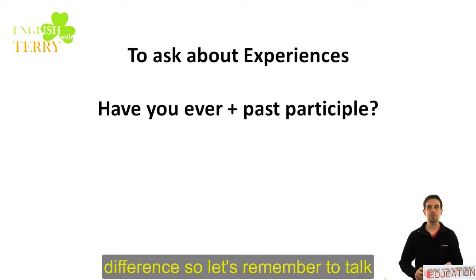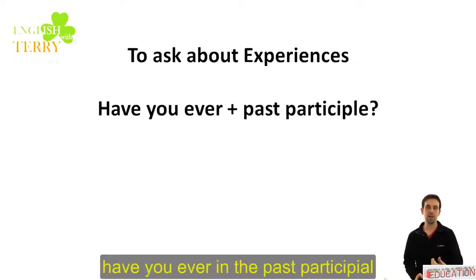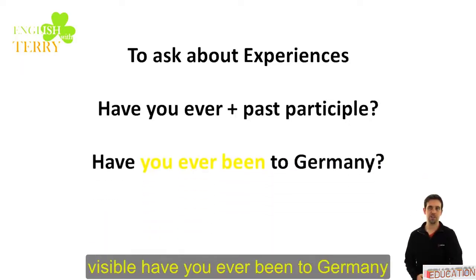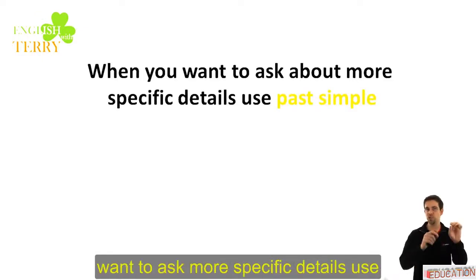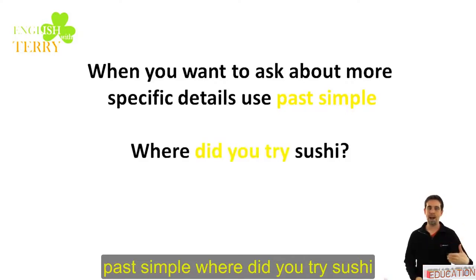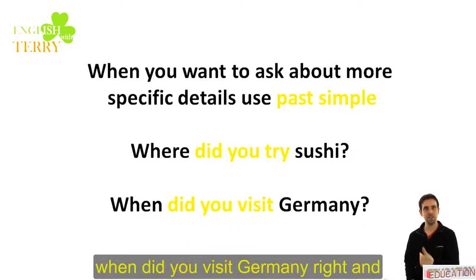So let's remember, to talk about experiences, we use the question "Have you ever" with the past participle. For example, have you ever been to Germany? Have you ever tried sushi? When you want to ask more specific details, use past simple. Where did you try sushi? When did you visit Germany?